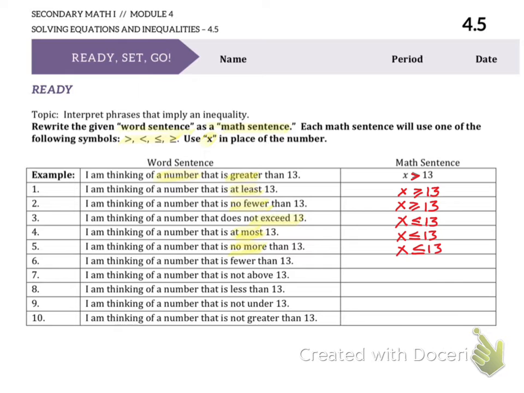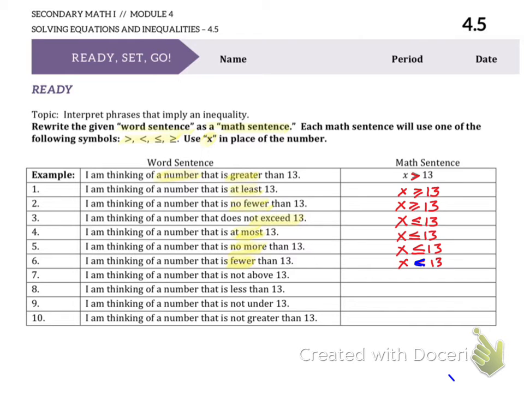Now the next expression says, I'm thinking of a number that is fewer than 13. It has to be fewer, less than 13. Fewer means less than 13 but cannot reach 13, so in this case we have to use less than 13. Keep in mind here we are not using less than or equal to, it is less than 13. That's the difference, because it has to be fewer than 13.